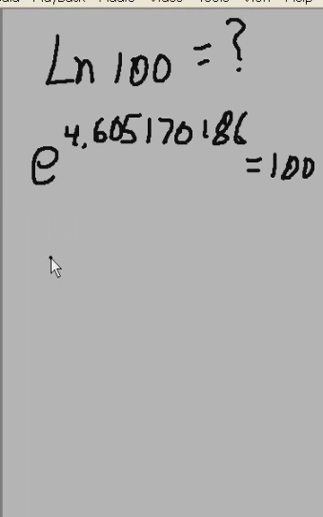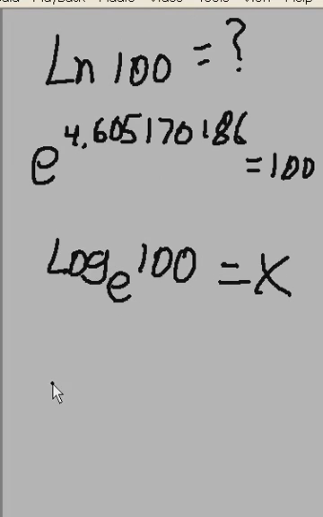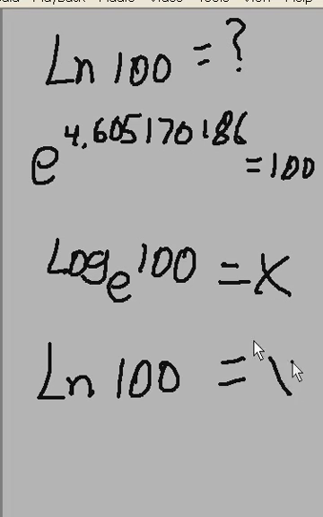So what do we pull out of this? We know that log base E of 100 equals x, and we wouldn't write it this way. We would simply write ln of 100 equals x.